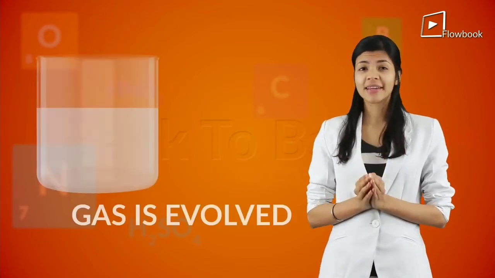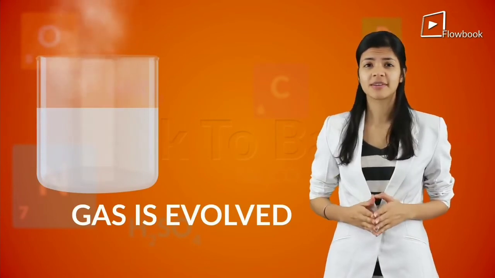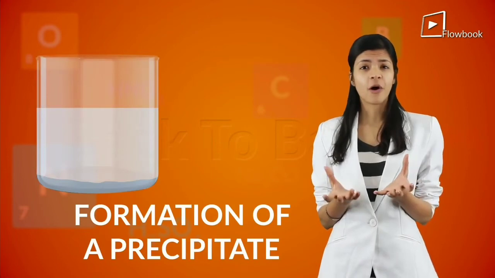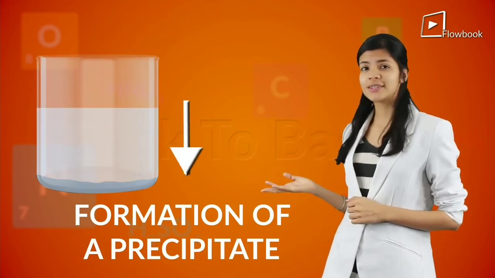Also, in a chemical equation, when gas is evolved, it's represented by this symbol, and when a precipitate is formed, it's represented using this symbol.